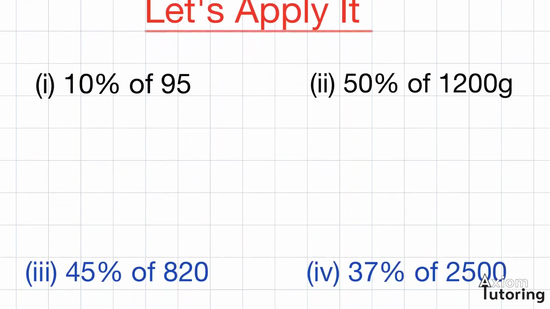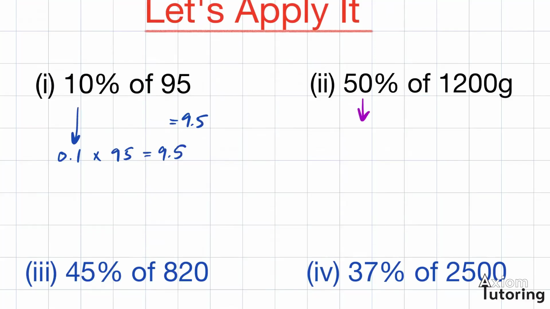Let's do a few examples. 10% of 95. Well, we know that 10% is just a number divided by 10. So we know that it'll be 9.5. But as a multiplier, 10% is 0.1. 0.1 times 95 is 9.5.